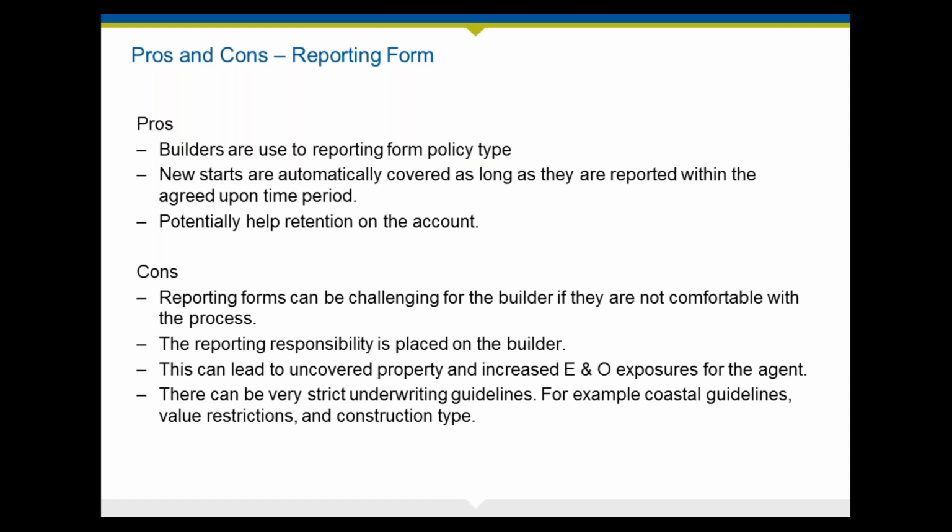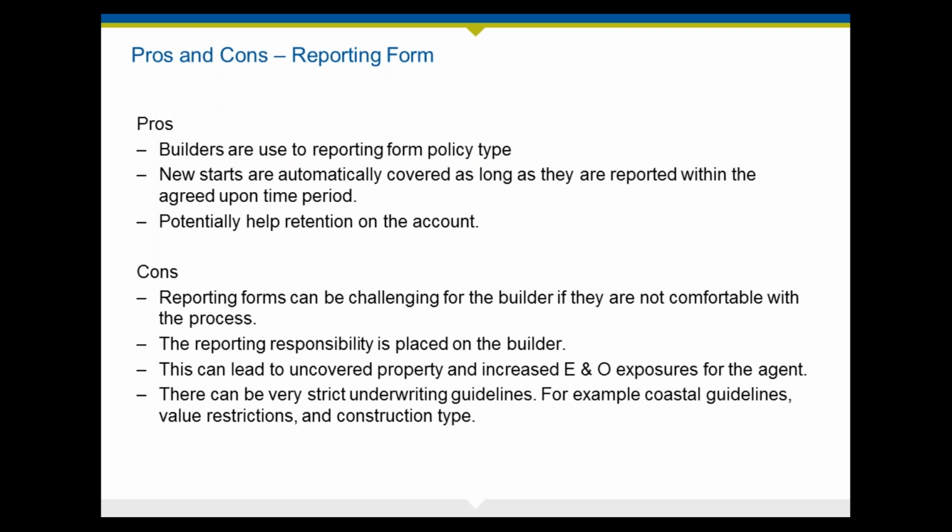It is good from the standpoint of new starts are automatically covered, usually for up to the next month, which means anything they started in June, they have automatic coverage until the end of July before they have to report those starts. So it gives them a little leeway in when they have to tell the carrier that they've actually started a new project. So that's a pro on the reporting form standpoint. I guess it would help retention because theoretically there's not an expiration date. It just goes on and on and on. So it kind of ties the builder to you long term. So that's a pro, and they're just kind of used to the reporting process.